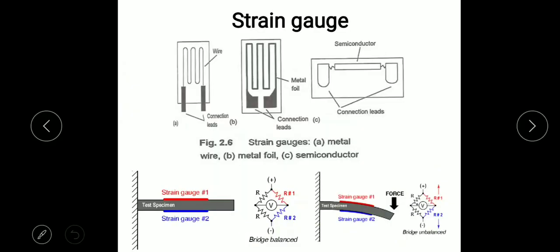There are three types of strain gauges: metal wire, metal foil, and semiconductor. This is metal wire, this is metal foil, and this one is semiconductor.